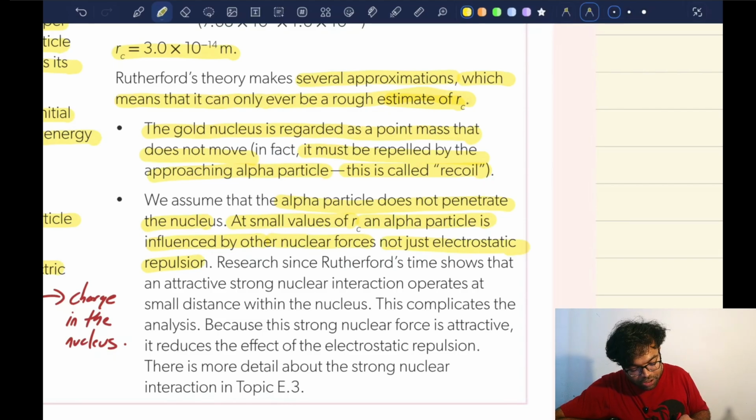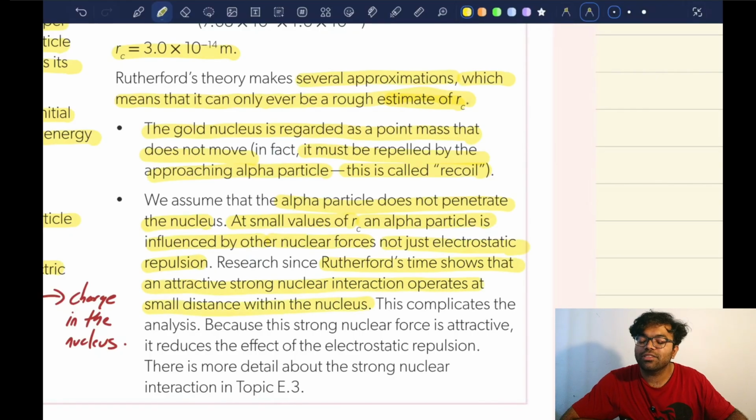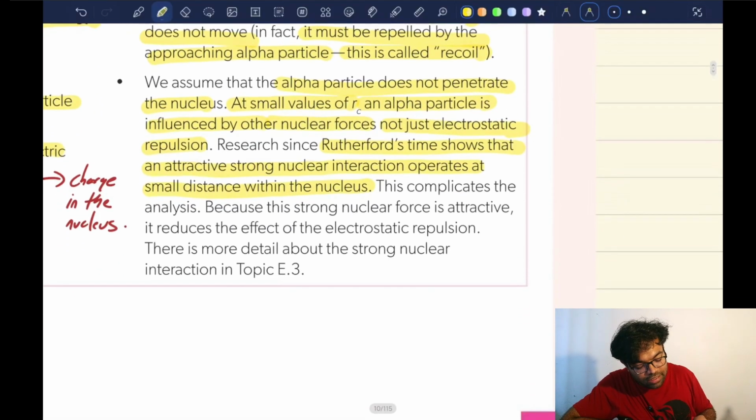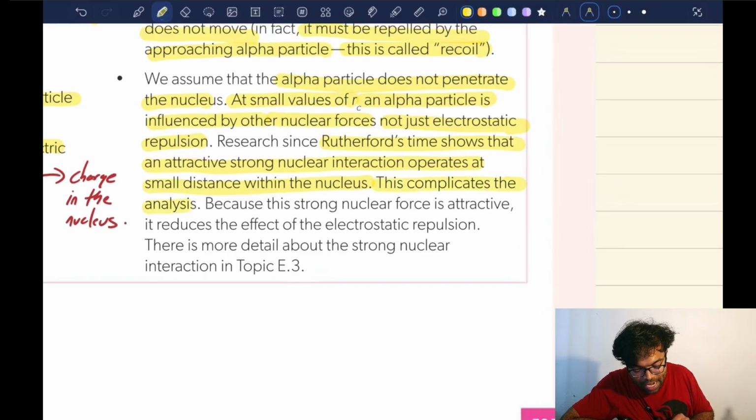Research since Rutherford's time shows that an attractive strong nuclear interaction operates at small distances within the nucleus. This is known as the nuclear force. The nuclear force is the force which holds the protons together. The nuclear force has to be stronger than the electrostatic repulsive force, and only then will the nucleus be formed. Otherwise, the nucleus cannot be formed. So this complicates the analysis.